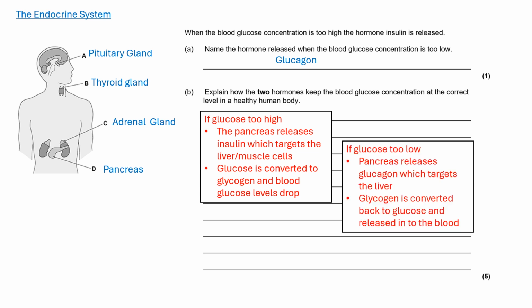drop. If glucose levels are too low, then the pancreas releases glucagon, which targets the liver. Again, I've mentioned the gland that releases the hormone and what the target organ is. Glycogen is converted back to glucose and then released into the blood. For your last mark on this question, you would then need to add in that this is an example of a negative feedback system.